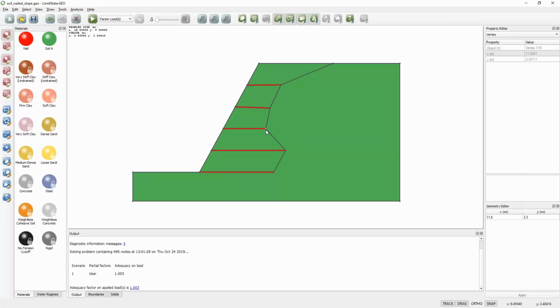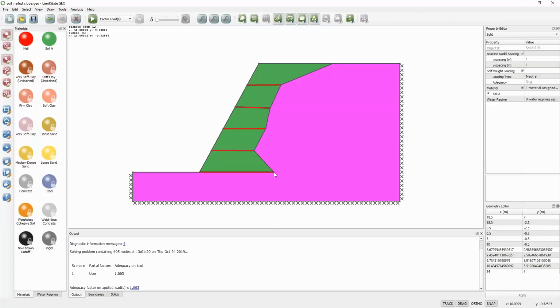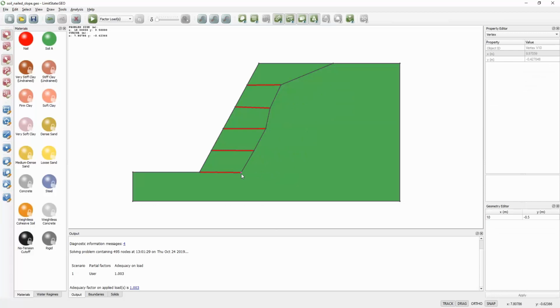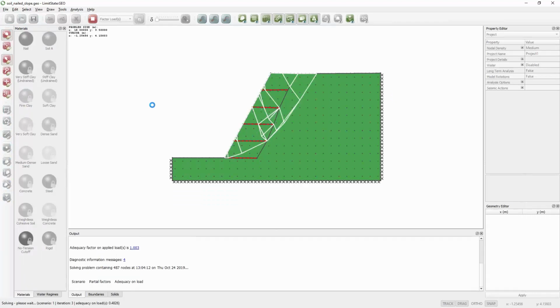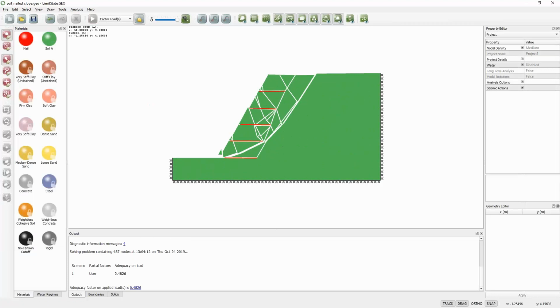I'm not making sure that we're keeping these nails horizontal just for speed, but it is relatively easy to do that. But hopefully this gives you an idea that I can play around with the geometry of this problem quite quickly. So the software is very good for doing what-if type calculations. Just see what happens if I shorten those. So if I click solve again, hopefully I've got them about right. So you can see now that the failure mechanism, the critical one, is now outside the reinforced area, as we would expect.